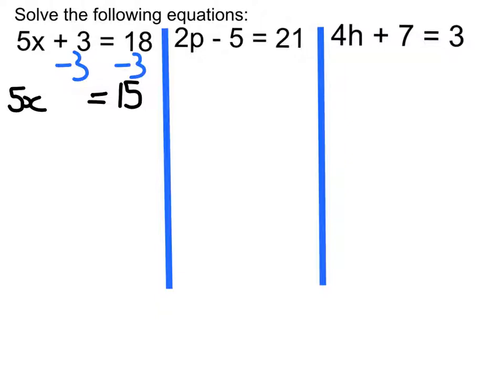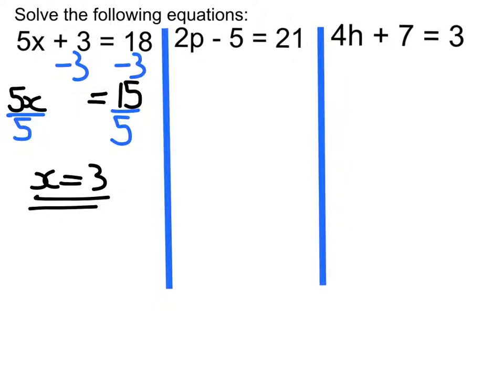This time I want to get rid of that 5 in front of the x. Well, that's being times, so I want to do the opposite, and that's divide. So I'm going to divide both sides by 5. 5x divided by 5 is x, and 15 divided by 5 is 3. So there's my answer. So I want to make sure that I get all of the letter terms on one side and the numbers on the other.